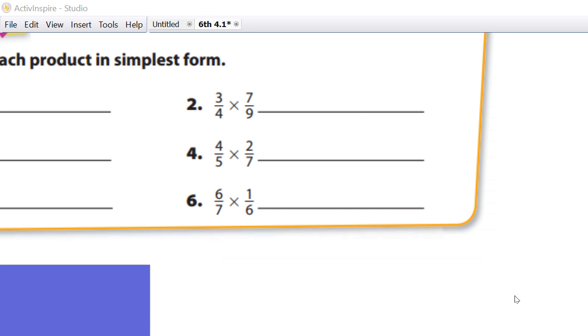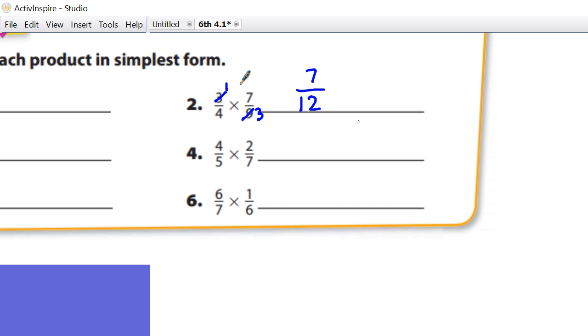Continuing on with numbers 2, 4, and 6. Number 2 is 3/4 times 7/9. Look diagonally, identify that 3 and 9 share a factor of 3. 3 goes into itself once. 3 goes into 9 3 times. 1 times 7 is 7. 4 times 3 is 12.